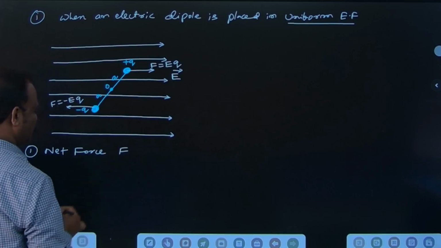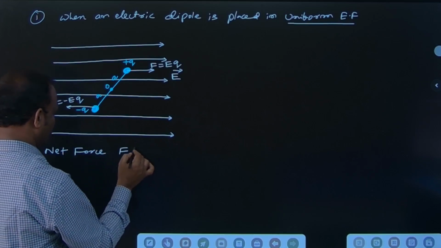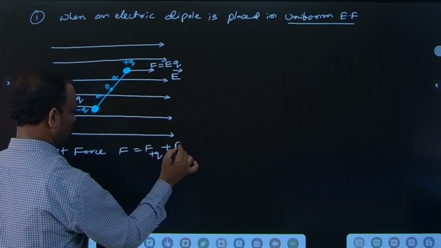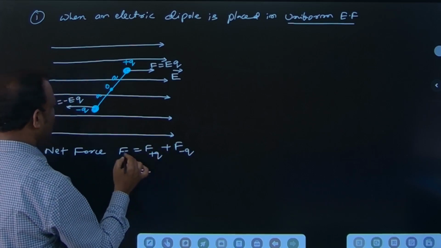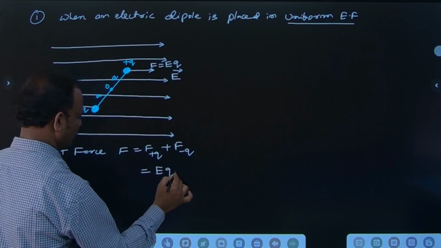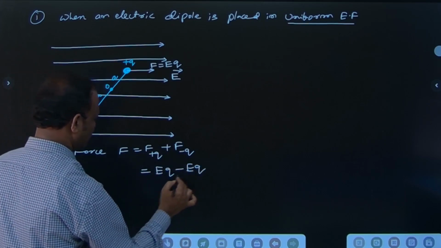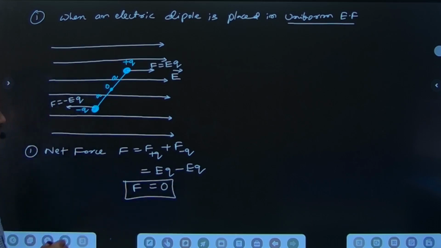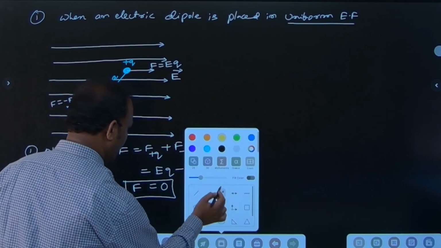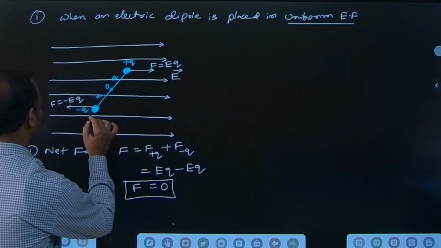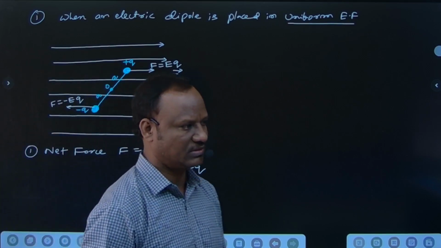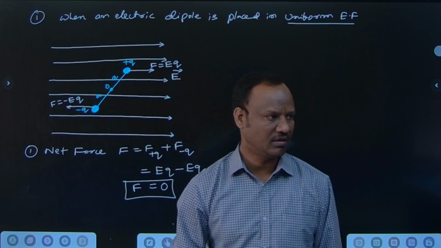The net force F is the force due to the positive charge plus the force due to the negative charge. Due to the positive charge it is Eq, due to the negative charge it is minus Eq, so the net force is 0. But here we are talking about two positions, plus q and minus q.